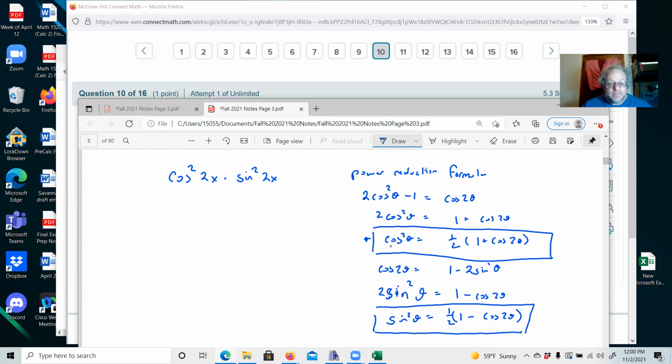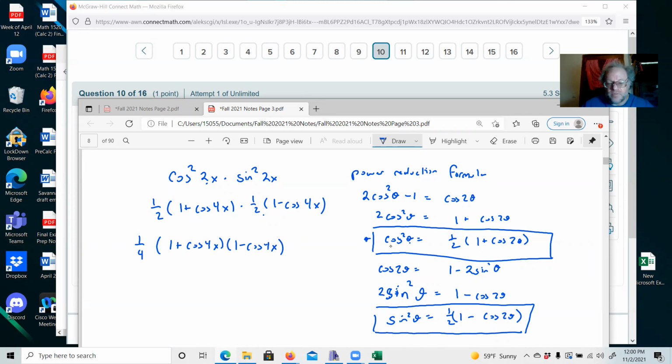Okay, so we have cosine squared of 2x. So cosine squared of an angle is going to be 1/2 times (1 plus cosine of twice this angle). So that's going to be 4x. Times sine squared, which is 1/2 times (1 minus cosine of twice this angle). All right, so be careful about this: 1/2 times 1/2 is a quarter. Now we have 1 plus cosine of 4x times 1 minus cosine of 4x.